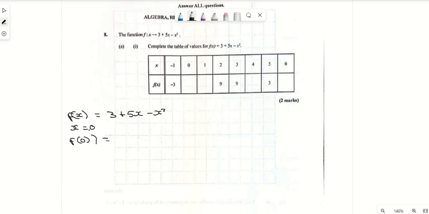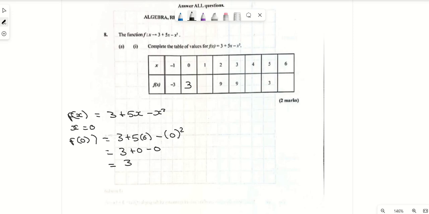So when x is equal to 0, that means we want to find f of 0, which is equal to, wherever we see x, we're going to put 0. So it's going to be 3 plus 5 by 0 minus 0 squared, which is equal to 3 plus 0 minus 0, which is equal to 3. So we know that when x is equal to 0, f of x is equal to 3.